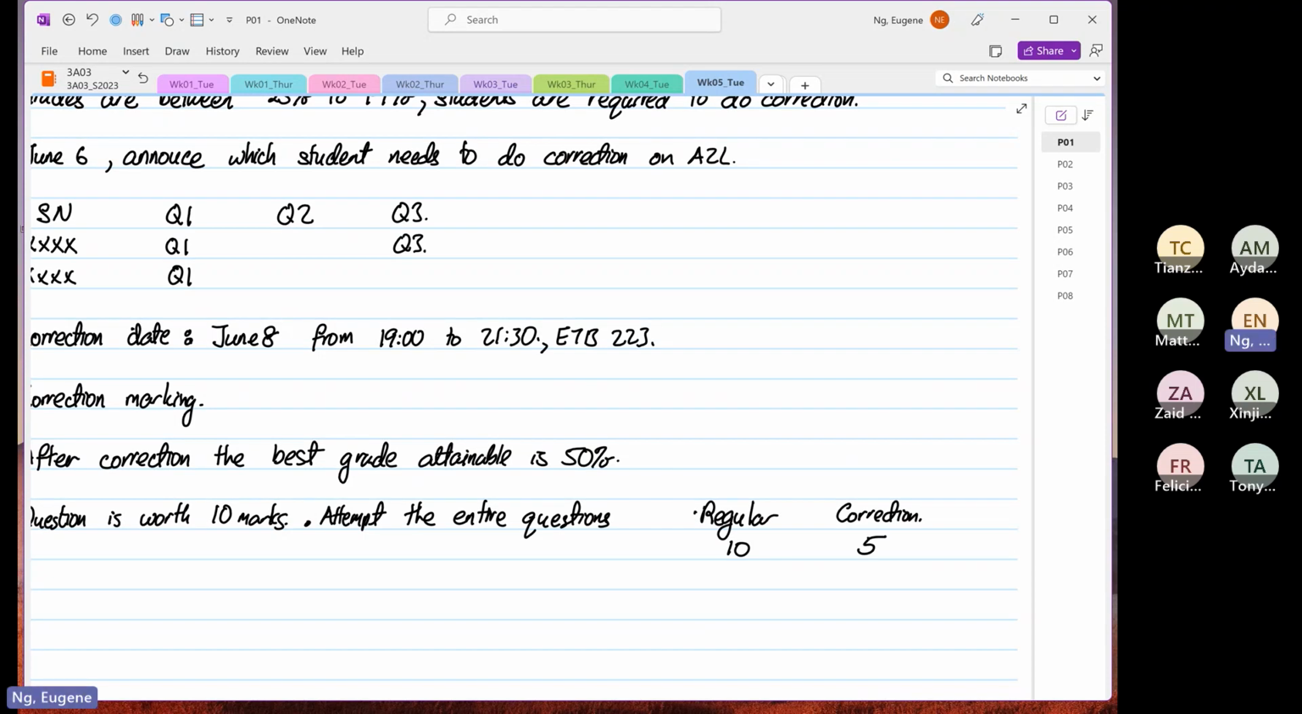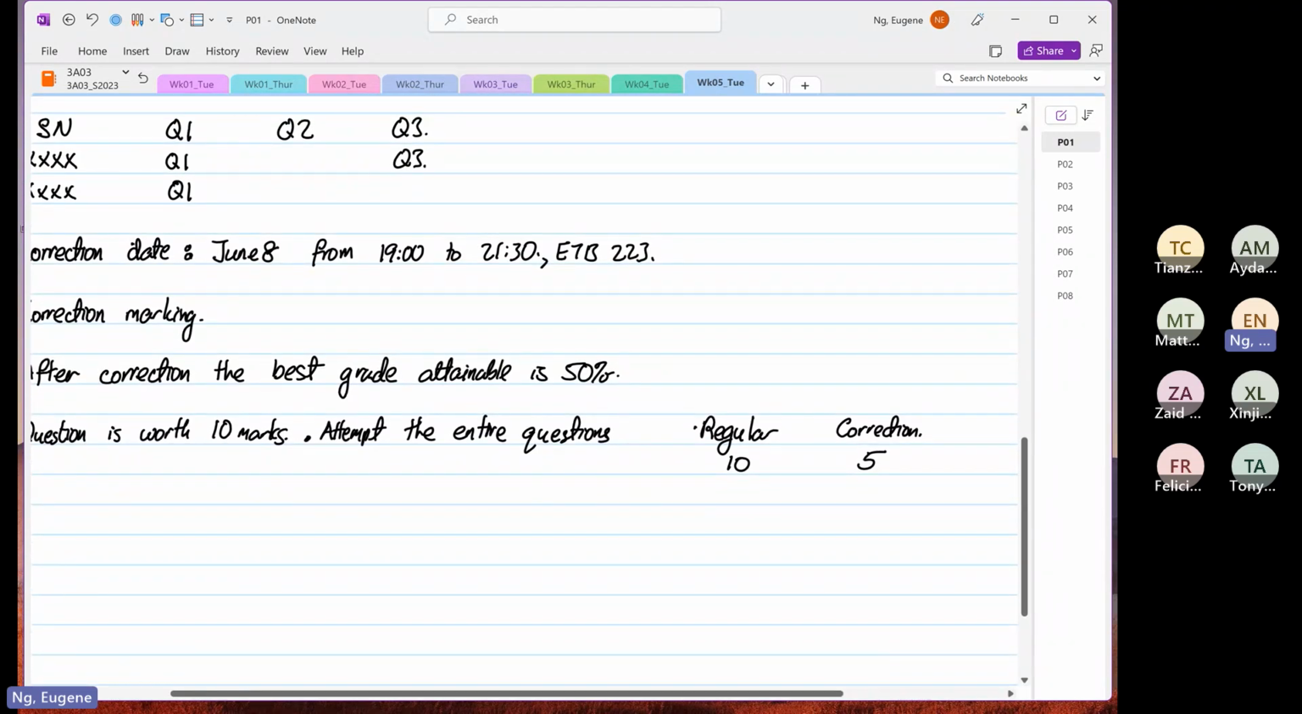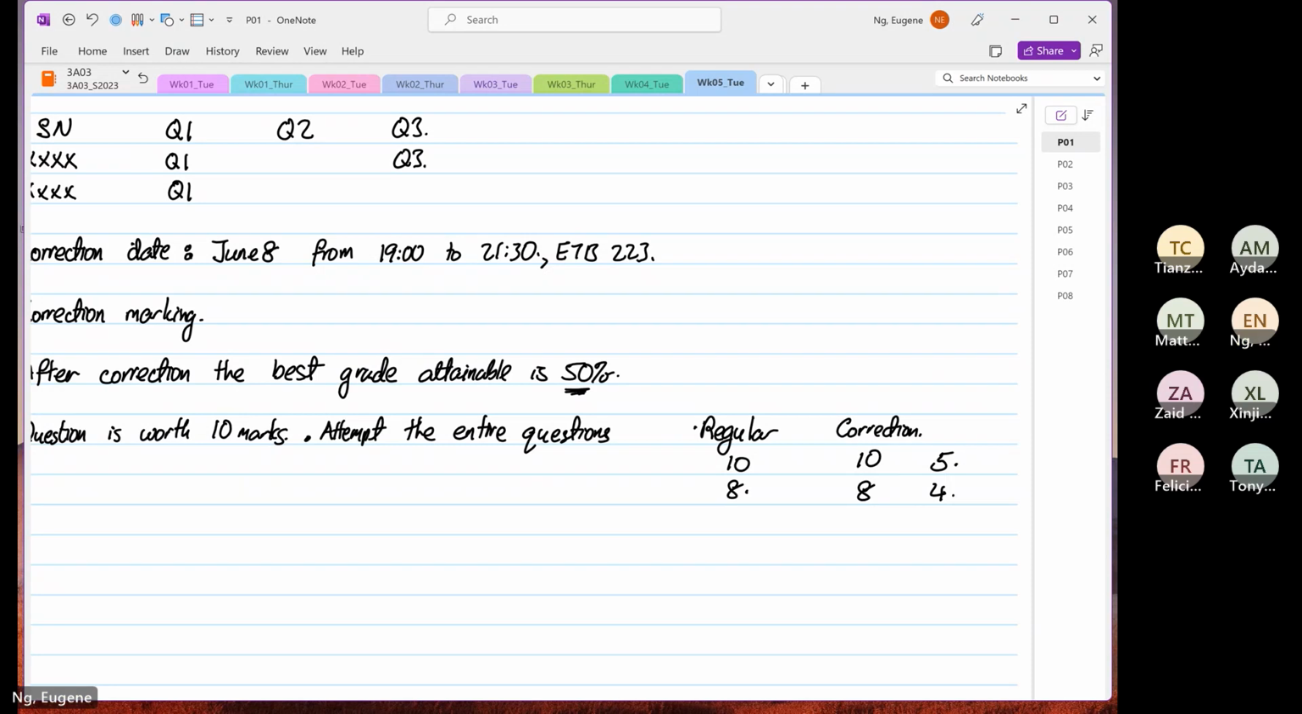Regular means you write the first time. If you get 8 marks here, then in the correction, let's say you get everything right, 10 marks, you will only be awarded 5 marks. Over here in the correction, let's say you get 8 marks, you will only be awarded 4 marks. And the best grade attainable is 50%. You will not get higher than 50%.